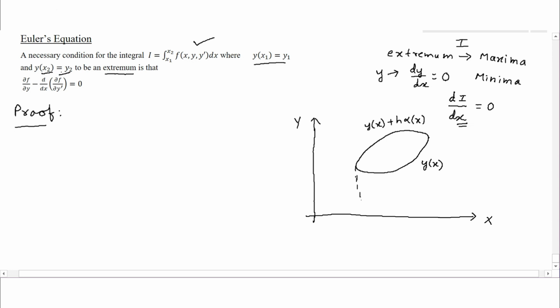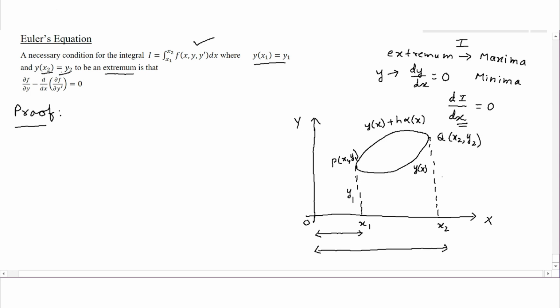between the points. Let me take this particular point to be the point P, with coordinates x1 comma y1, and this other point to be Q, with coordinates x2 comma y2. So this is the point Q that you have. From the origin to this point, it is x1. Let me take this as x2. x2 is the distance from the origin to this particular point. And this vertical distance is y1 over here, and this vertical distance is y2. So we have got the graph.